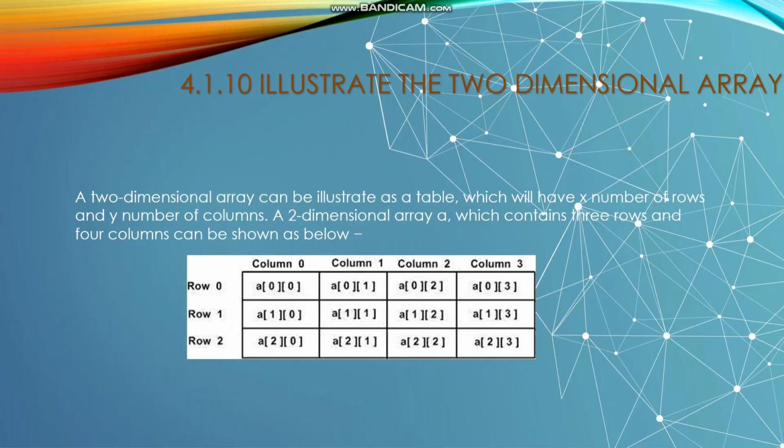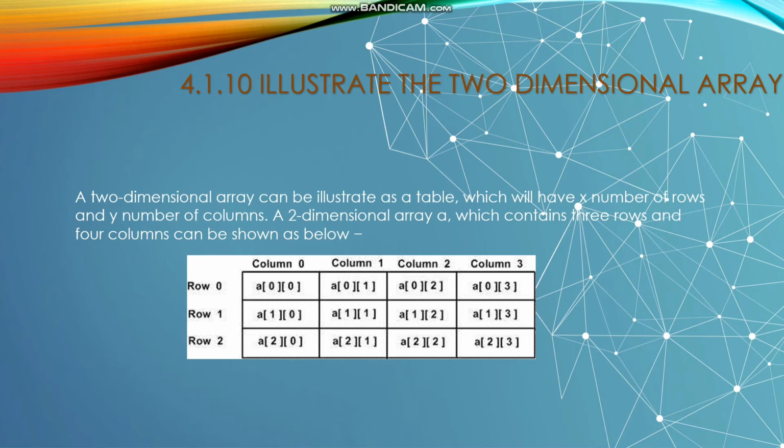Then illustrate the two-dimensional array. A two-dimensional array can be illustrated as a table which will have x number of rows and y number of columns. A two-dimensional array which contains 3 rows and 4 columns can be shown as the table below. Here we have row 0, row 1 and row 2, and column 0, column 1, column 2 and column 3. We used A as the array name.